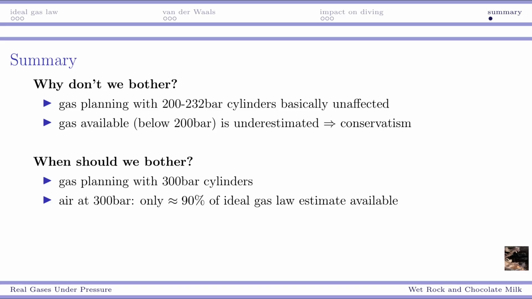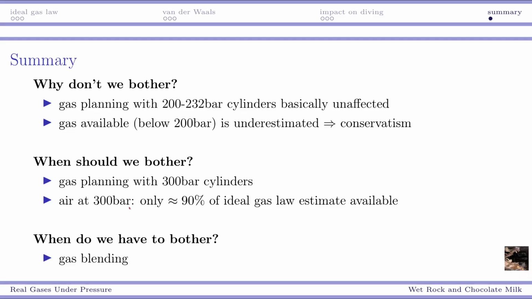And if you are doing gas planning in the sense of how much bailout do I have, i.e., how far can I go, how much deco can I do in case of lost deco or similar things, then these kinds of effects are becoming quite important. And I would urge anyone using 300 bar cylinders to actually start taking van der Waals into account, whether this is by exactly using the van der Waals equation or by using a rule of thumb like 90% of the prediction is roughly what I have.